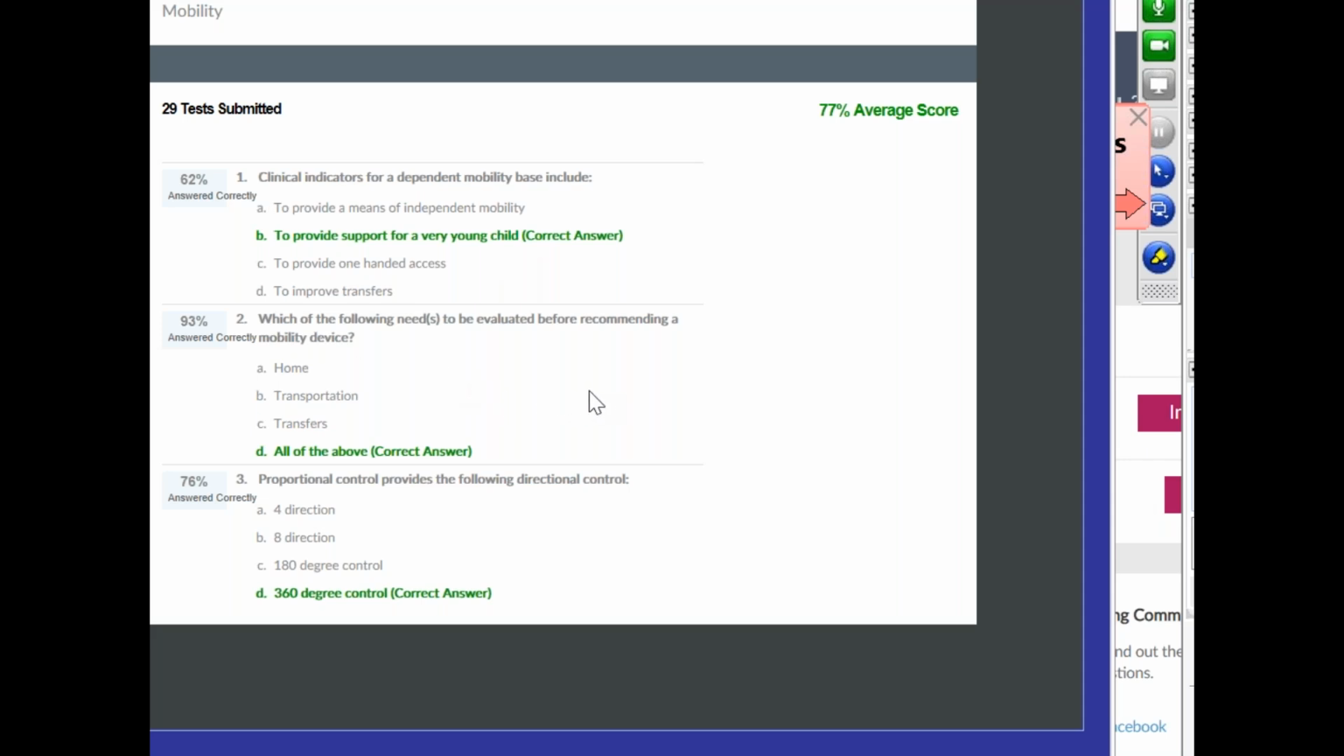Which of the following needs to be evaluated before recommending a mobility? Home, transportation, transfers, all the above. That was easy.